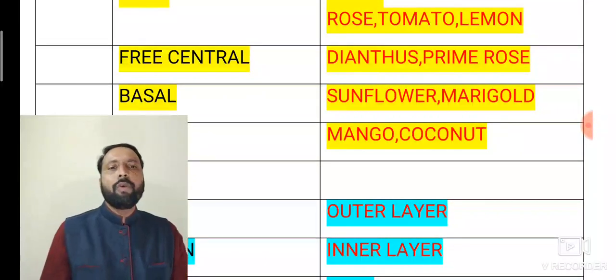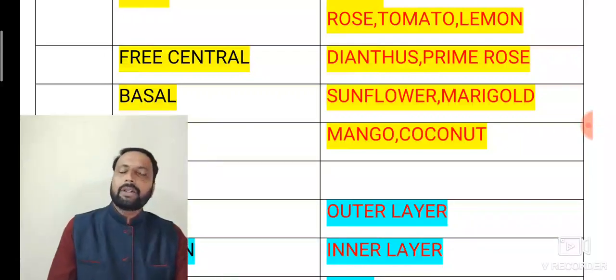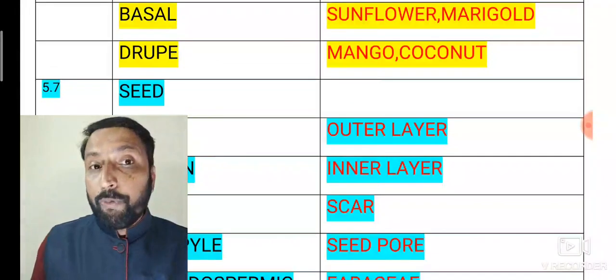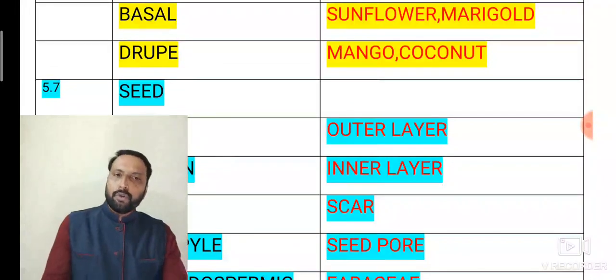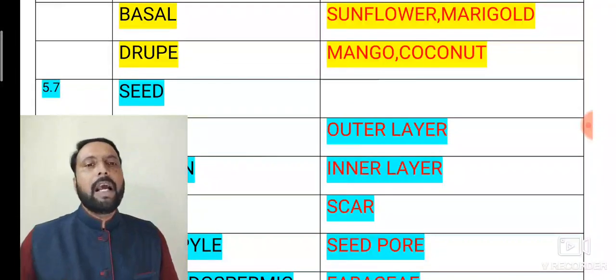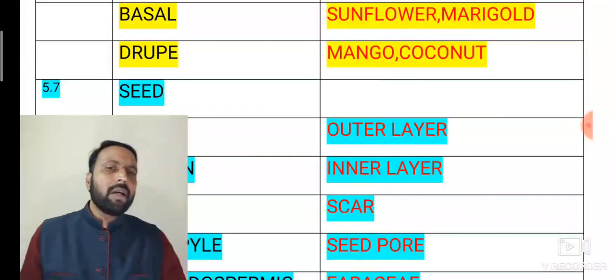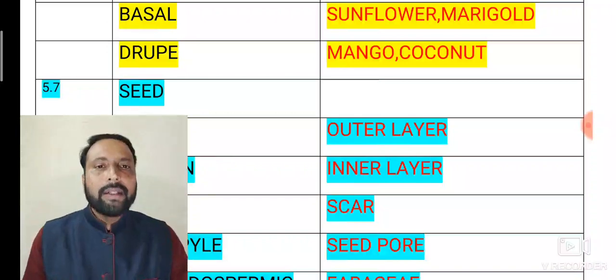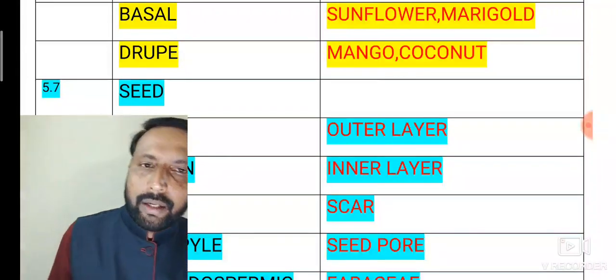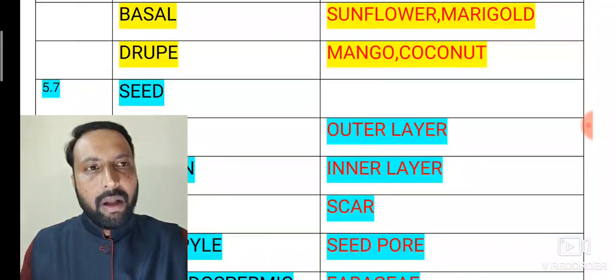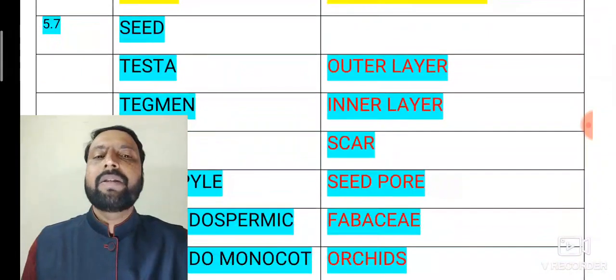Basal placentation: the ovule develops from the base of the ovary, and it is called basal placentation. Example: sunflower, marigold. And drupe fruit. Here, drupe fruit is a true fruit. In the drupe, especially the outer epicarp is leathery, the middle mesocarp is fleshy or fibrous, and the inner endocarp is stony. Examples: mango and coconut. Especially in the mango, the edible part is the mesocarp, whereas in coconut, endosperm is the edible part.